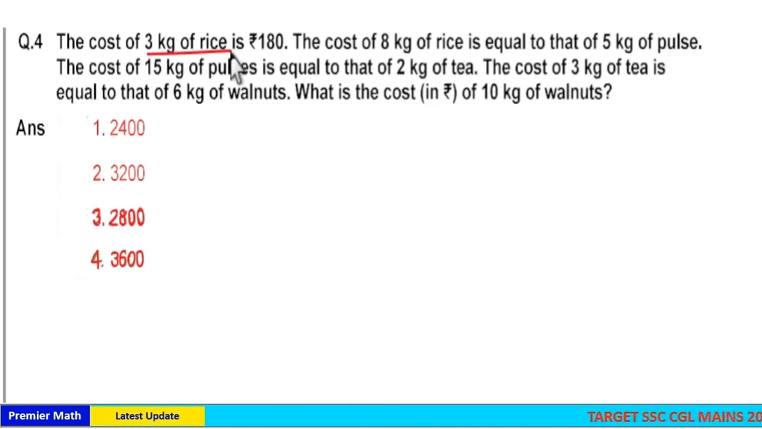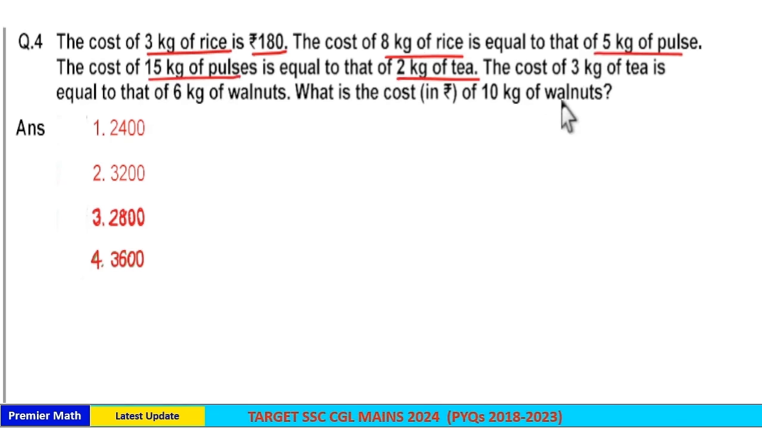The cost of 3 kg rice is 180 rupees. The cost of 8 kg rice is equal to that of 5 kg pulse. Cost of 15 kg pulse is equal to that of 2 kg tea. Cost of 3 kg tea is equal to that of 6 kg walnut. What is the cost of 10 kg walnut?